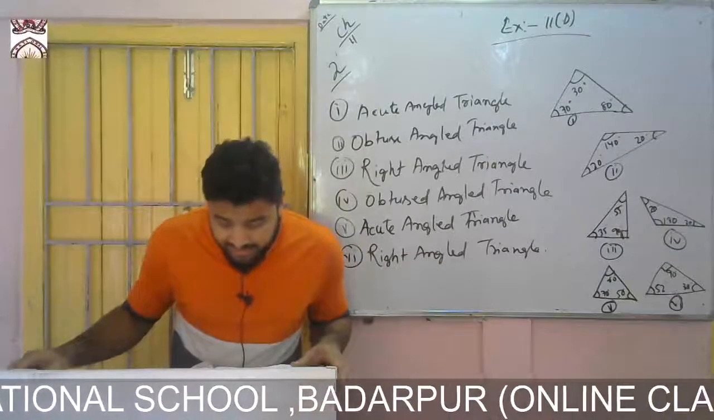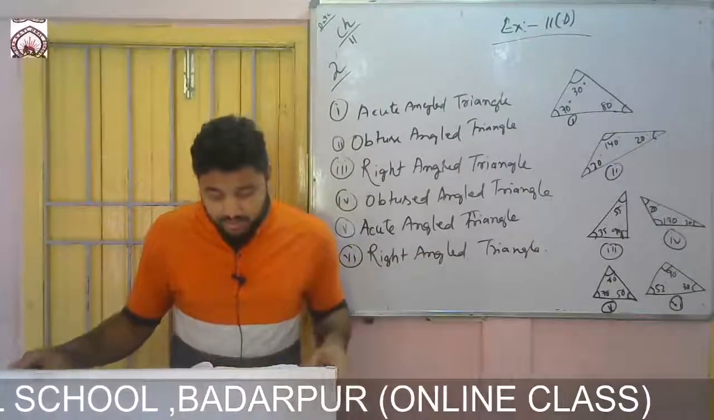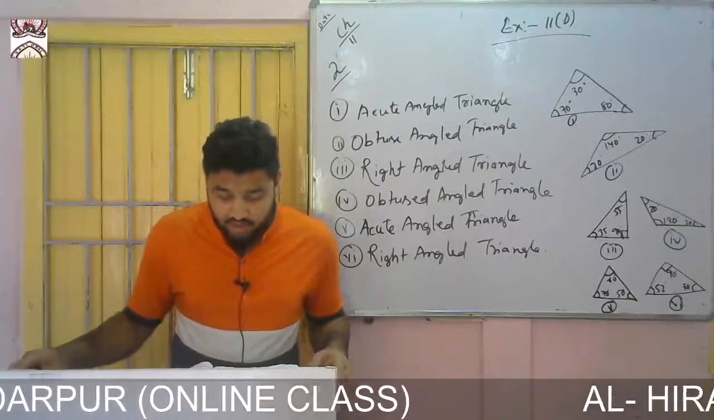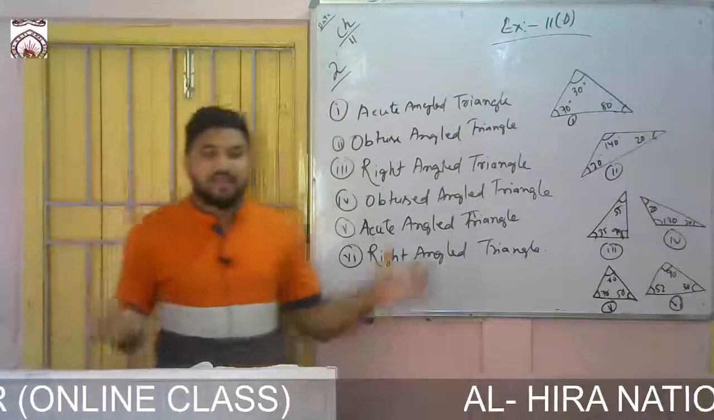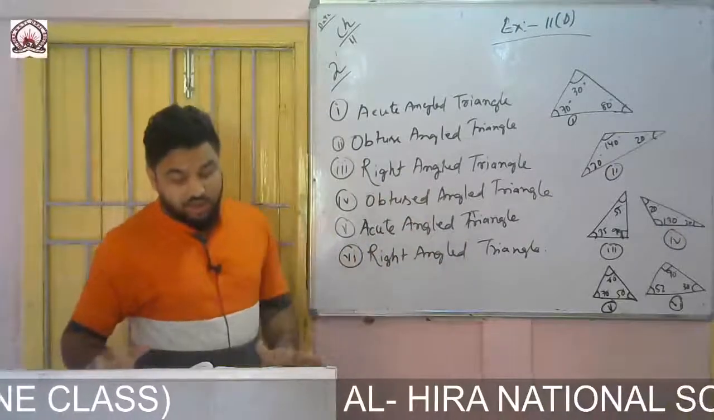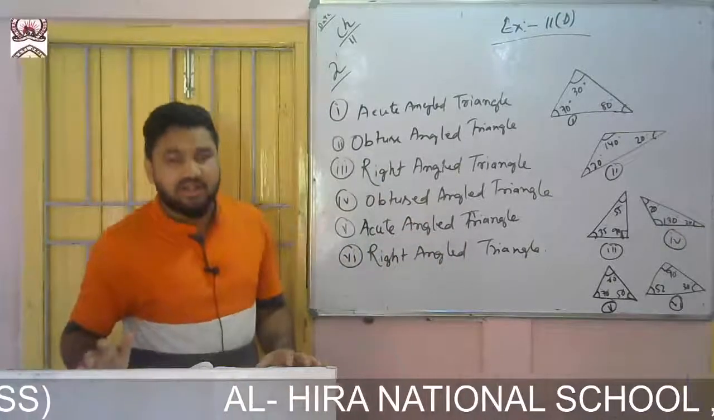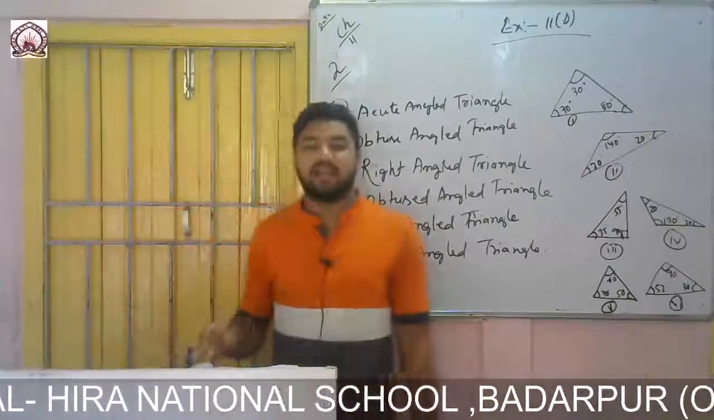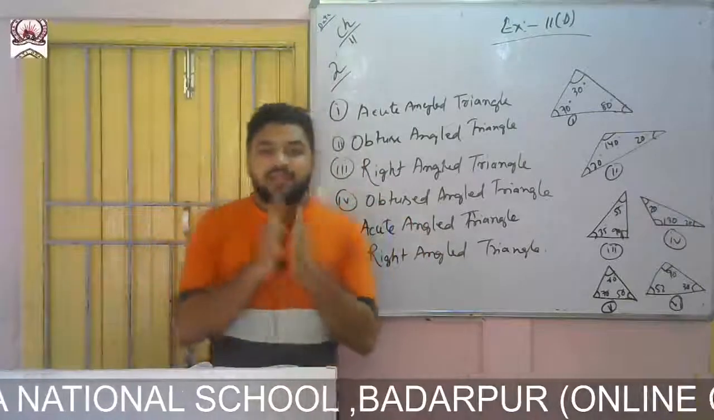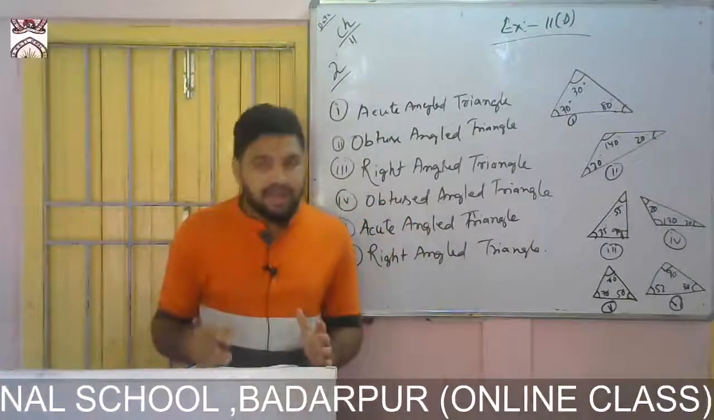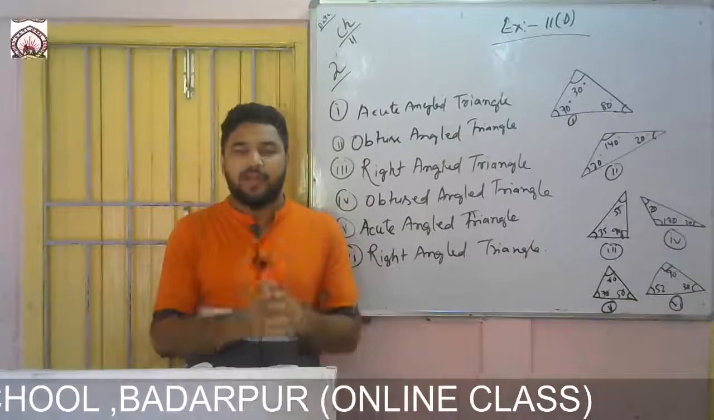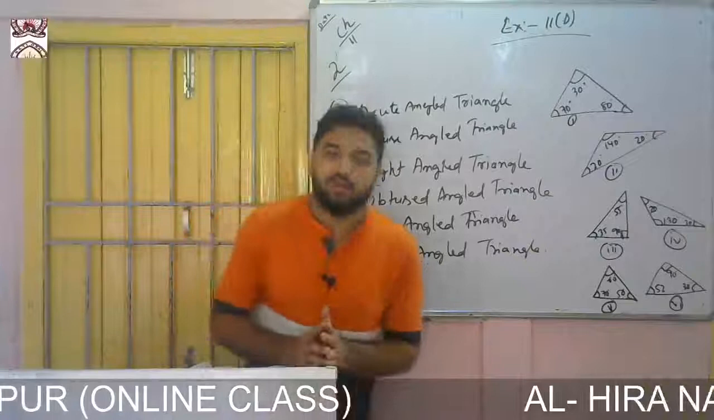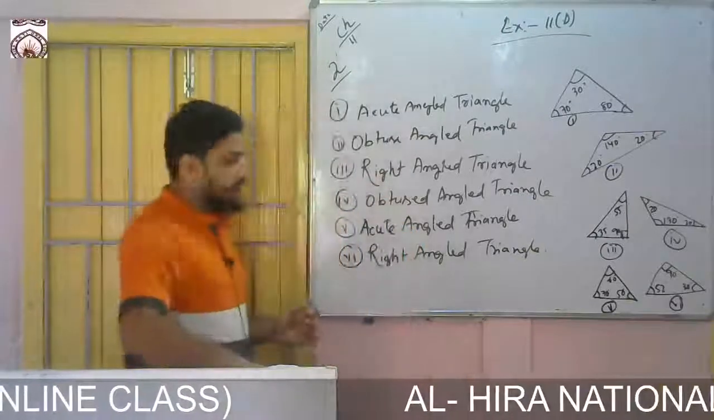Classify the triangles. The measure of the sides of the triangle are given below as scalene, isosceles, or equilateral. From this you need to understand which it is. As I said, if the measure of the 3 sides are unequal, then it is scalene. If the measure of 2 sides are equal, then it is called isosceles. And if the measure of the 3 sides are equal, then it is called equilateral.